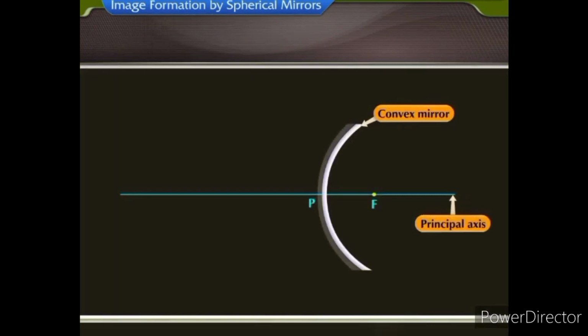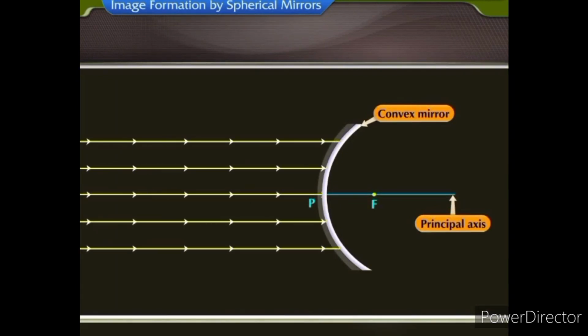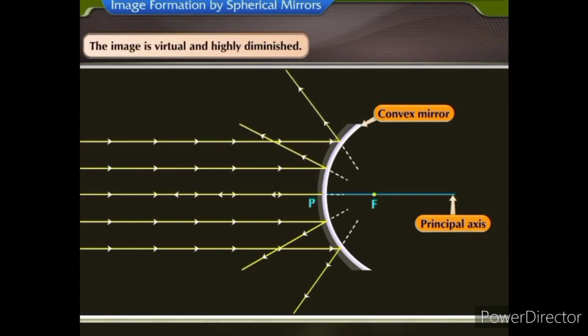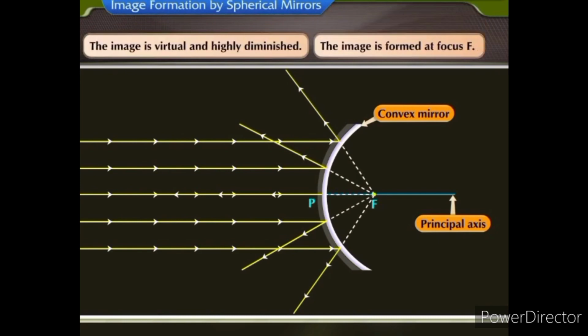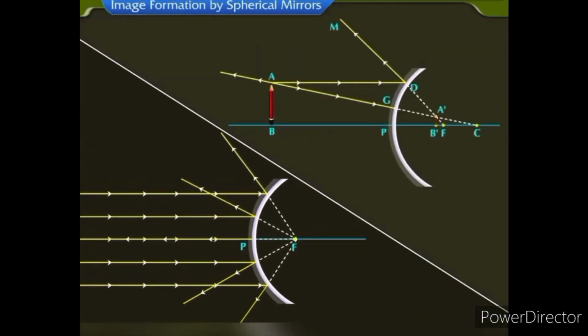If the object is situated at infinity, the rays coming from the object are parallel to the principal axis. The rays diverge on reflection and a virtual, highly diminished image is seen at the focus F. Hence, for all the positions of an object in front of a convex mirror, the image formed is on the other side of the mirror between focus F and pole P.